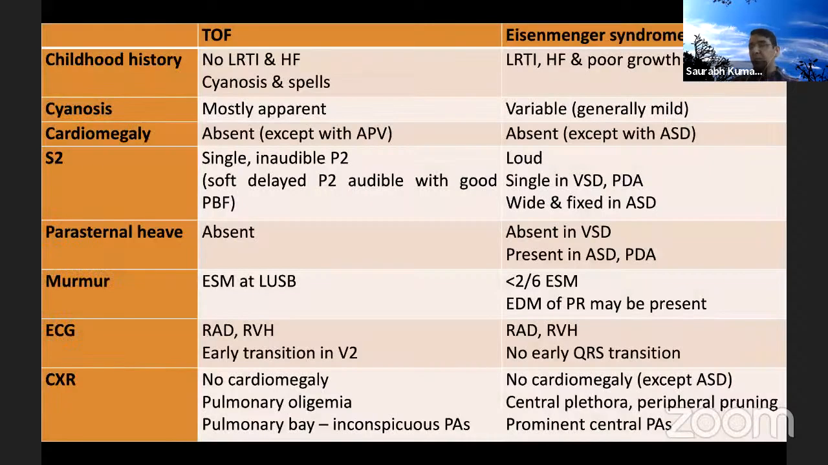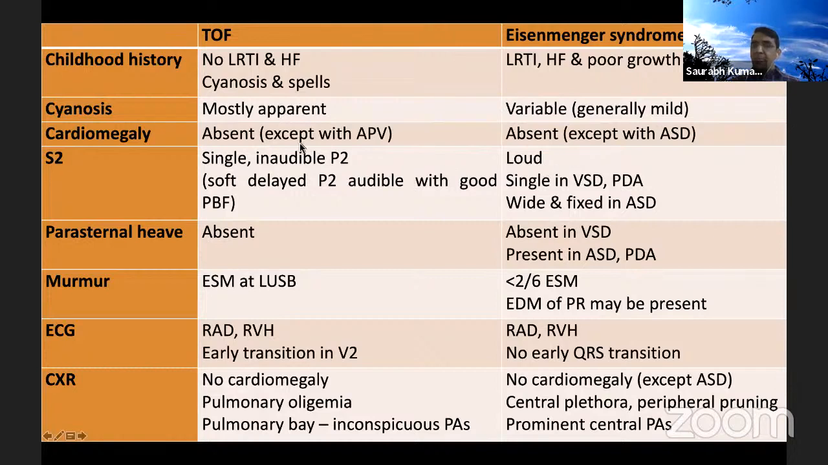And the confusion is not limited to children, it even occurs in adulthood, and there the confusion mainly occurs between TOF and Eisenmenger syndrome. As I said earlier, it looks a little counterintuitive. How can there be confusion between something like TOF and Eisenmenger syndrome? But we all know from our clinical experience that it happens sometimes. And these are the various findings which will differentiate TOF from Eisenmenger syndrome.